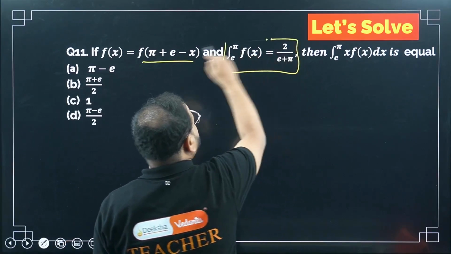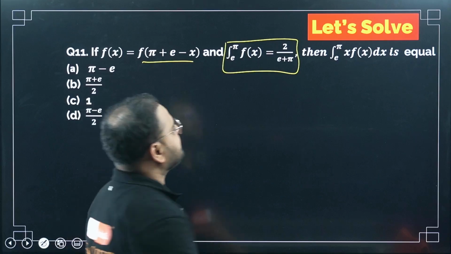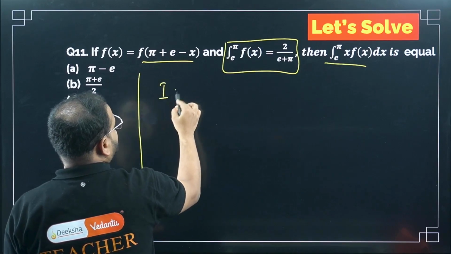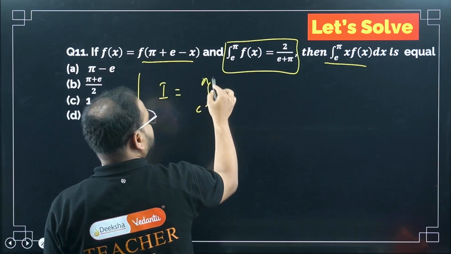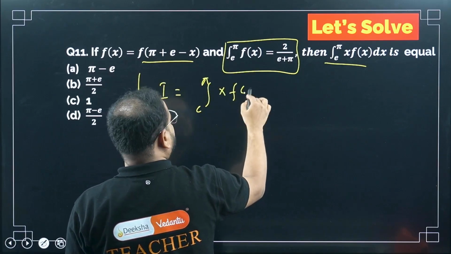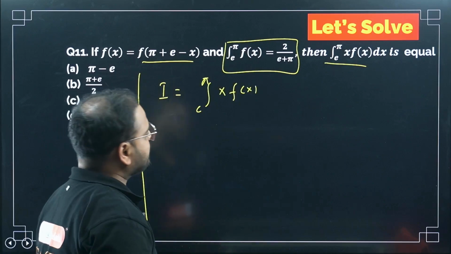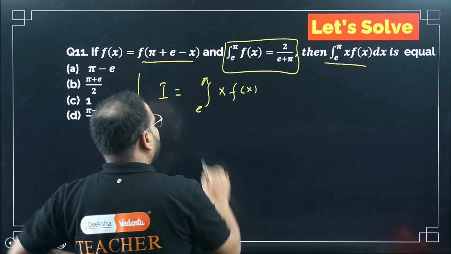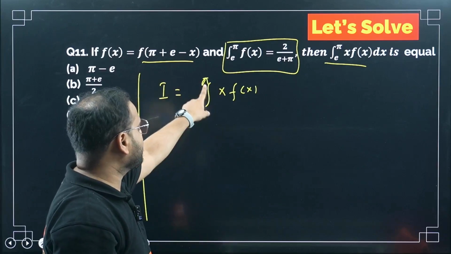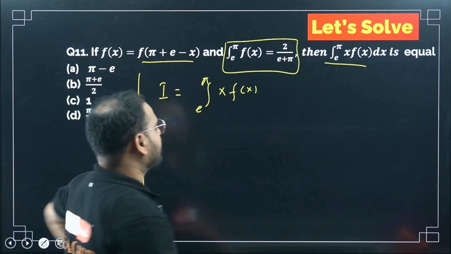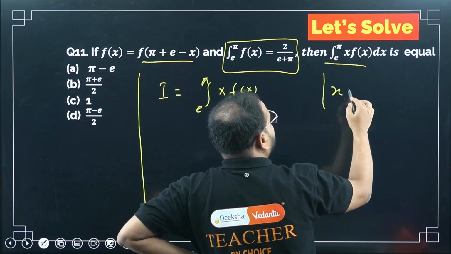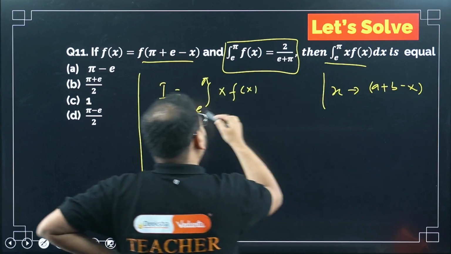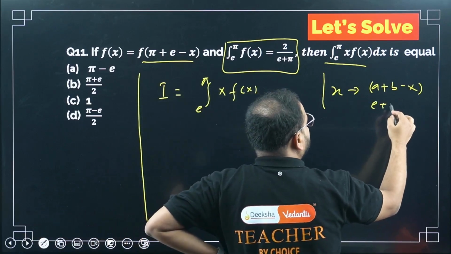This definite integral is given as 2 upon e plus pi. They ask me to find this value. Let's do one thing. Assume this to be I equals integral from e to pi of x f(x) dx, okay? We know this condition: we can add the limits. If the limits are a to b, I can replace x, without changing the limits, by the sum of the limits minus x. What's the sum of the limits over here? e plus pi. So write it as e plus pi minus x.